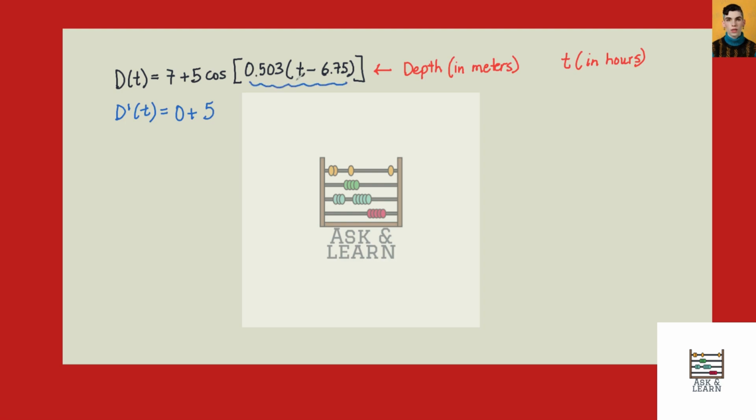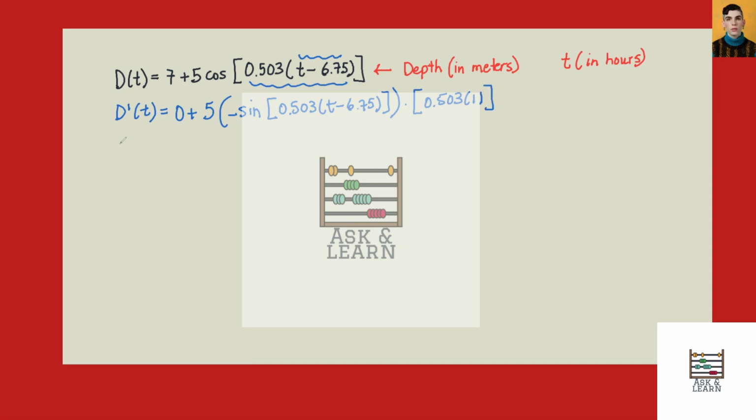So at first with chain rule, when you have a composite, you take the derivative of the outer function and you leave the entire argument the same. So let's go do that. Okay, then we multiply by the derivative of the inside argument. And the derivative of the inside argument is 0.503 coming along for the ride. And the derivative of t minus 6.75 is just 1 minus 0 or 1.